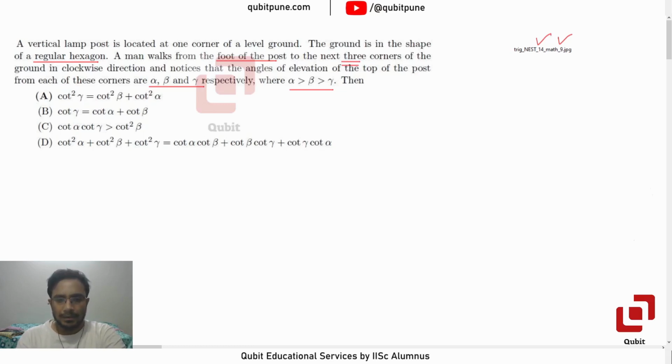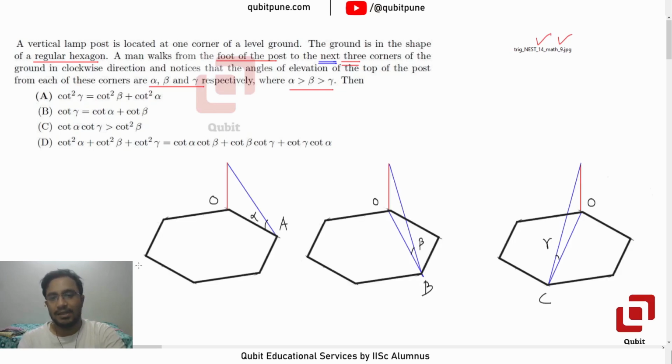Okay, now look, because they have clearly mentioned here that he walks from the foot to the next three corners. So we now know that he is first going to the adjacent vertex, then the next and the next. Here are the three figures that I have drawn in isometric view. So 3D view. This is the hexagonal ground, and this red segment is our lamp post.